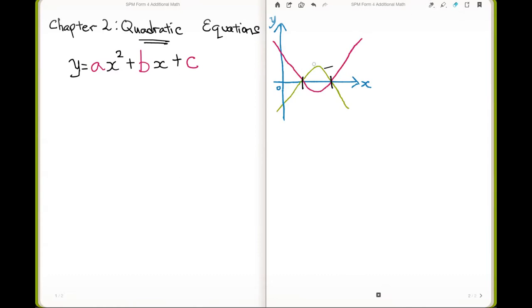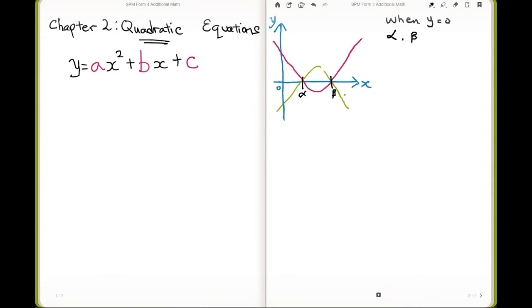When y is equal to 0, alpha and beta, I would define these as the roots. You have two roots, alpha and beta.